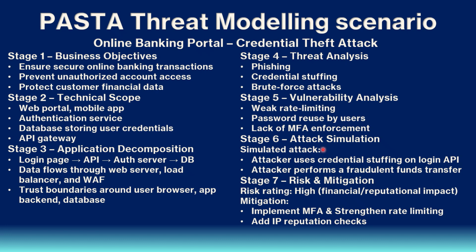On the basis of that, the attack simulation is done. An attacker uses credential stuffing on the login API, or an attacker performs a fraudulent funds transfer. On the basis of the output of this attack simulation, we look at the risk rating. That is high, because we have a financial and reputational impact. So what can the mitigation be? Implement MFA, multi-factor authentication, strengthen rate limiting, and add IP reputation checks. That can be the probable mitigation. So this is how threat modeling is done.